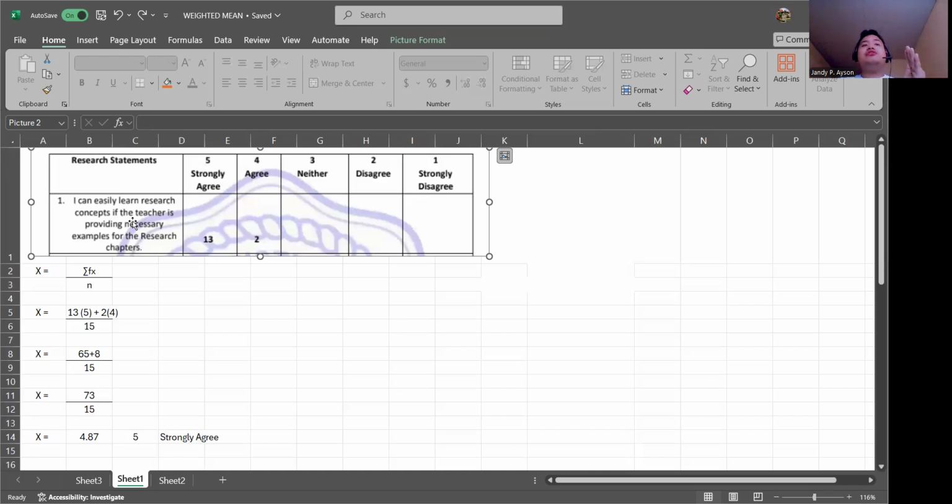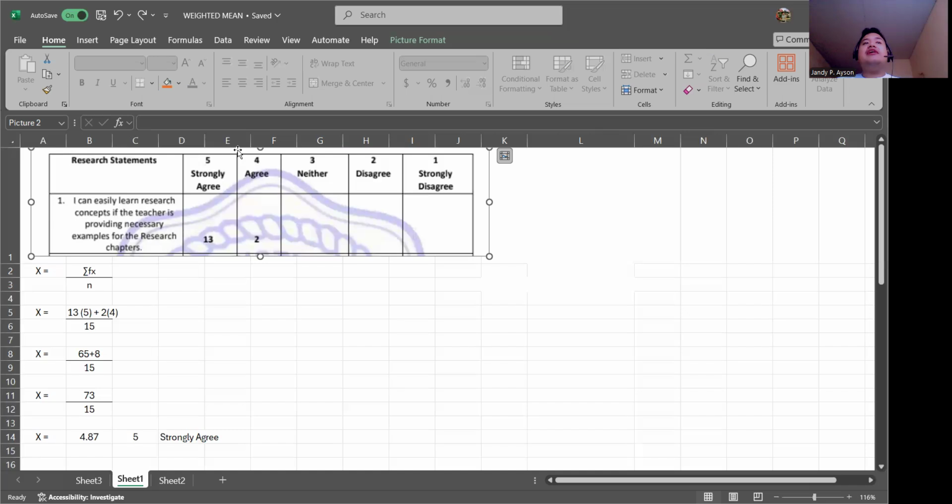Sa isang survey questionnaire na Likert scale ang tawag, meron tayong makikitang research statements. Pag sinabi nating research statements, these are questions that is in statement form, meaning hindi siya tanong. Hindi siya nakapatanong, pero it is meant to be answered. So, an example, I can easily learn research concepts if the teacher is providing necessary examples for the research chapters. Ayan yung question or research statement number one.